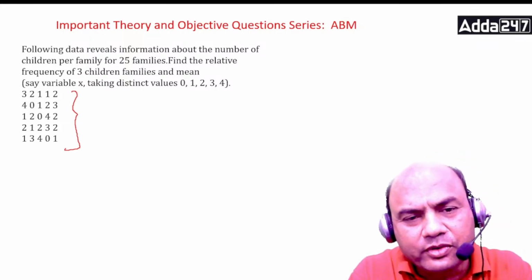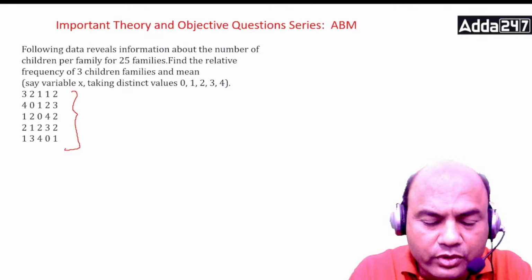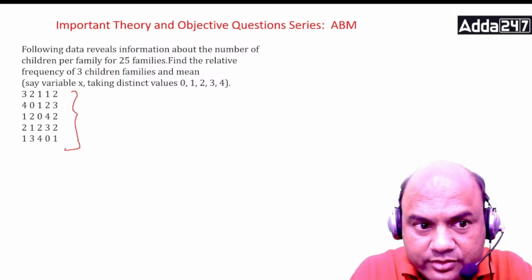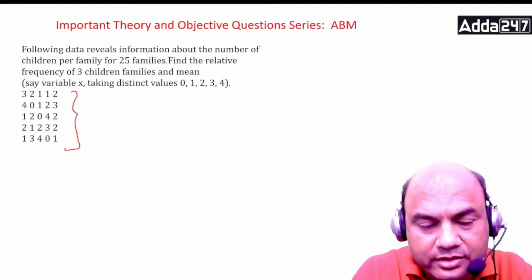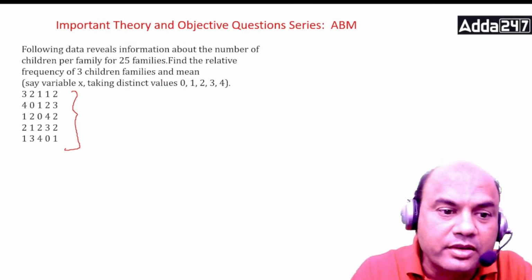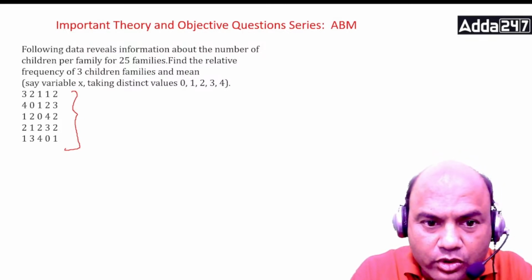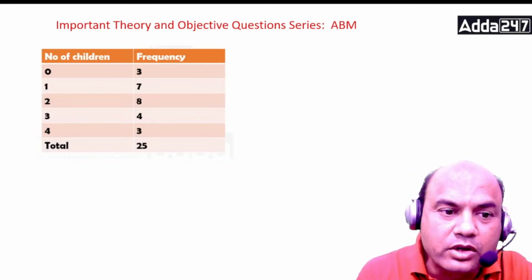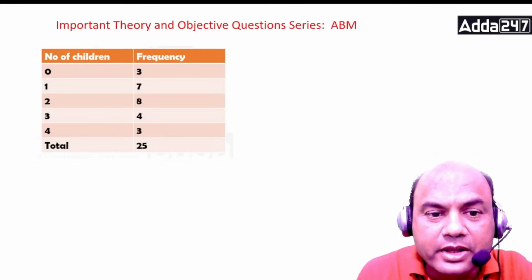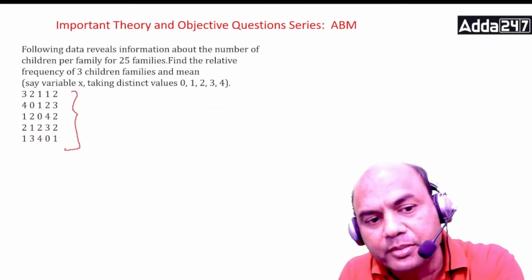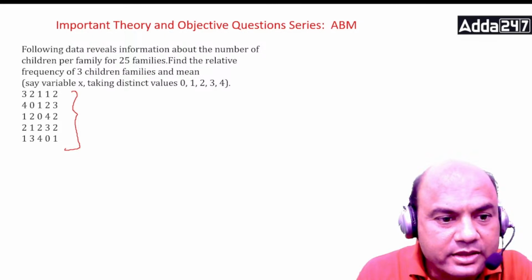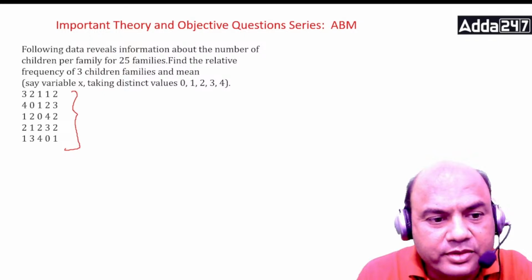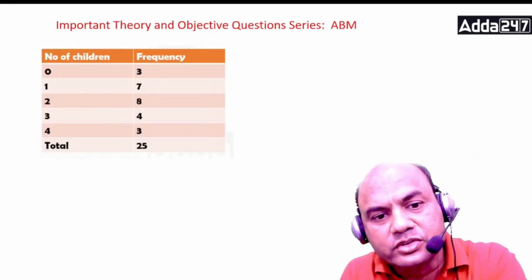Once you have found this out, then it's simple. What you do is draw the table. Now see here, what are the main targets? One is relative frequency, second is the mean. So draw the table. Go on plotting. First plot x, the number of children: 0, 1, 2, 3, 4. And now plot how many times these are coming. See this, 0 is coming 3 times. 1 is coming 1, 2, 3, 4, 5, 6, 7. So 7.